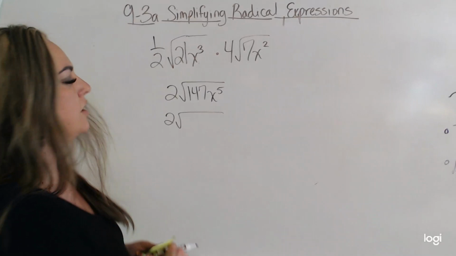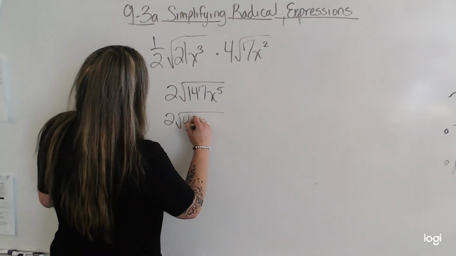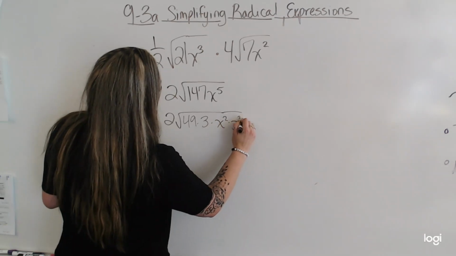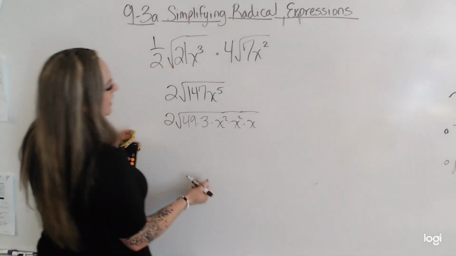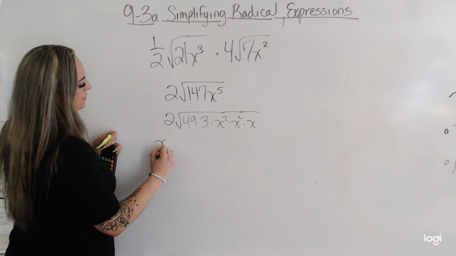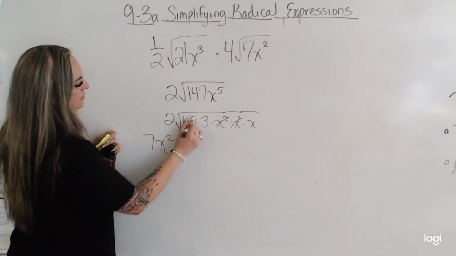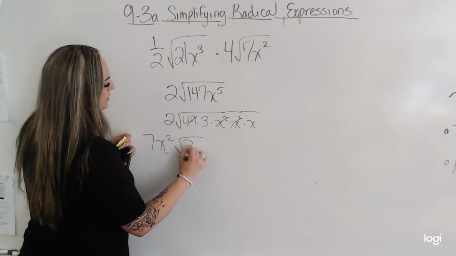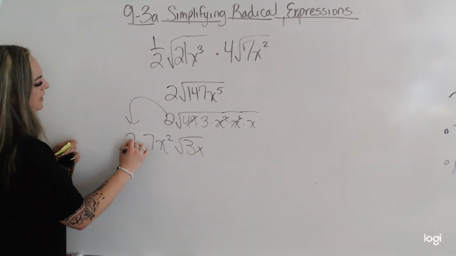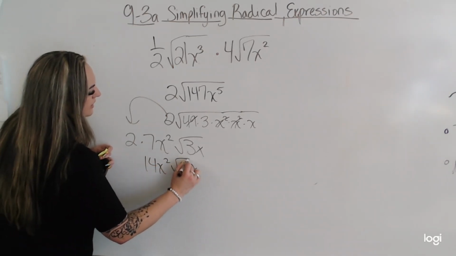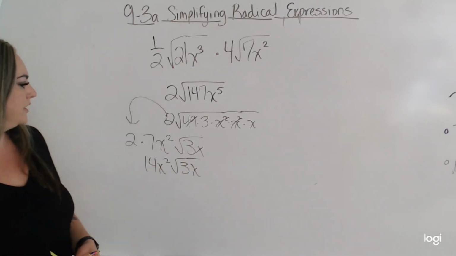So we get 49 times 3. We can do x squared, and then another x. This can be factored out. This can be factored out. We're left with square root of 3x, and we still need to multiply the 2. So we get 14x squared times the square root of 3x.